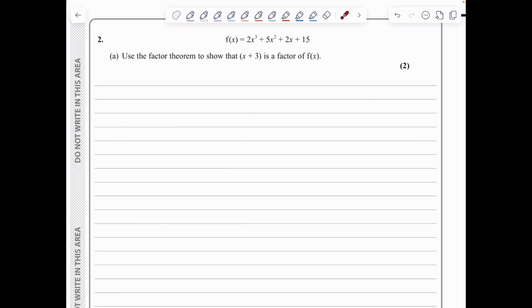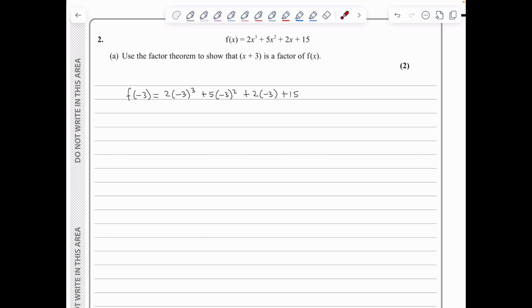In question 2, we're given f of x here. It's a cubic expression in x, and we need to use the factor theorem to show that x plus 3 is a factor of f of x. Well, we know that if x plus 3 is a factor, then x is negative 3 is a root of f of x. So we expect f of negative 3 to give a result of 0. So let's see. I will be evaluating f of negative 3, which is 2 times negative 3 to the power of 3, plus 5 times negative 3 squared, plus 2 times negative 3, plus 50.